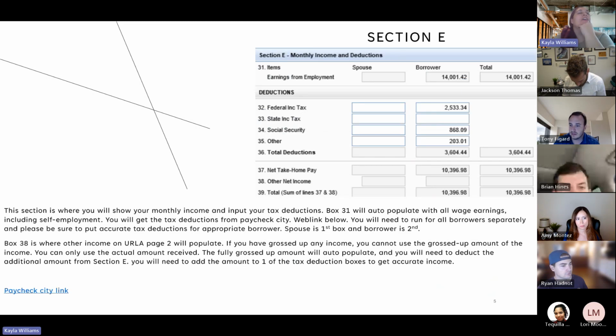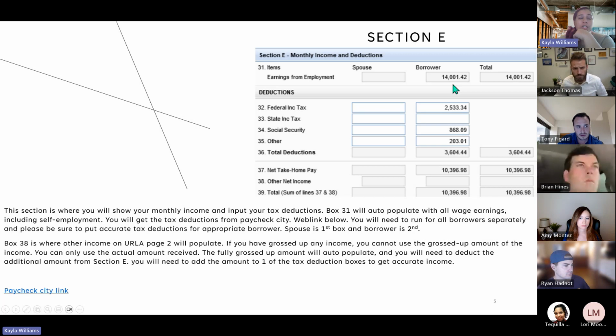Okay, the fun part. This section is about your monthly income and the federal tax deductions. Any deductions from your pay stub for taxes: Social Security, Medicare, state, federal, anything additional for any other states. This will auto-populate with all the wage earnings, including self-employment. So you have to do this on self-employment as well.